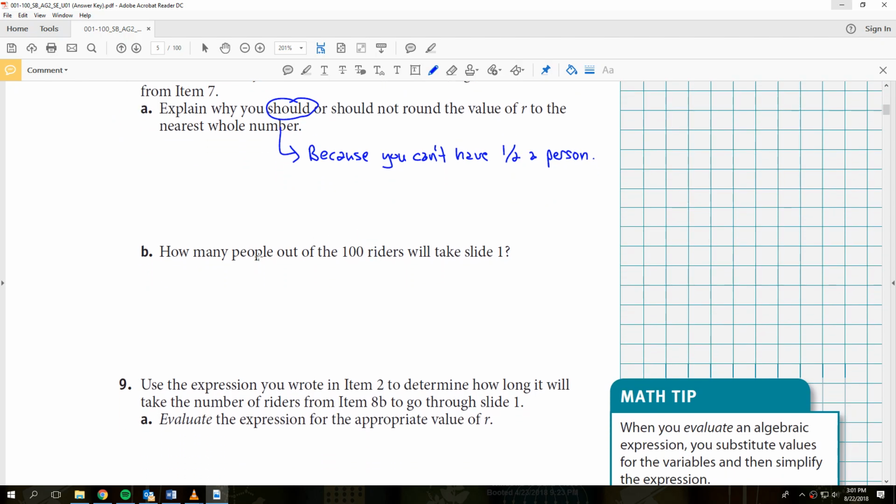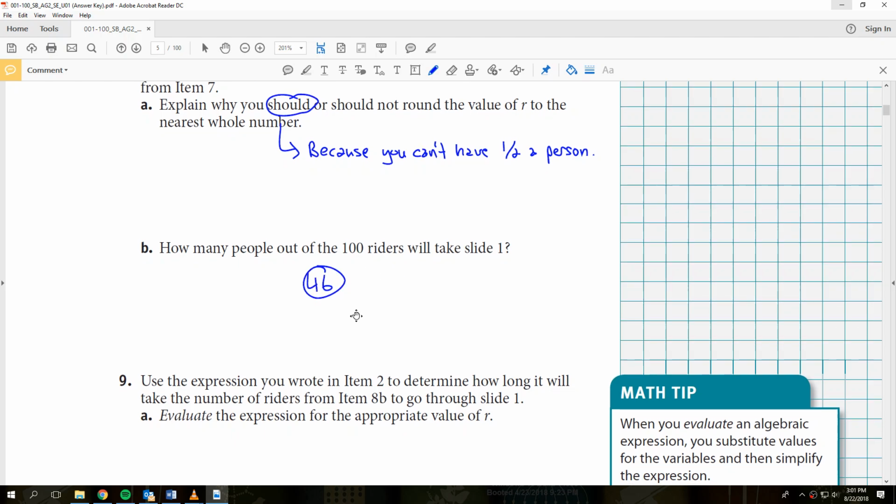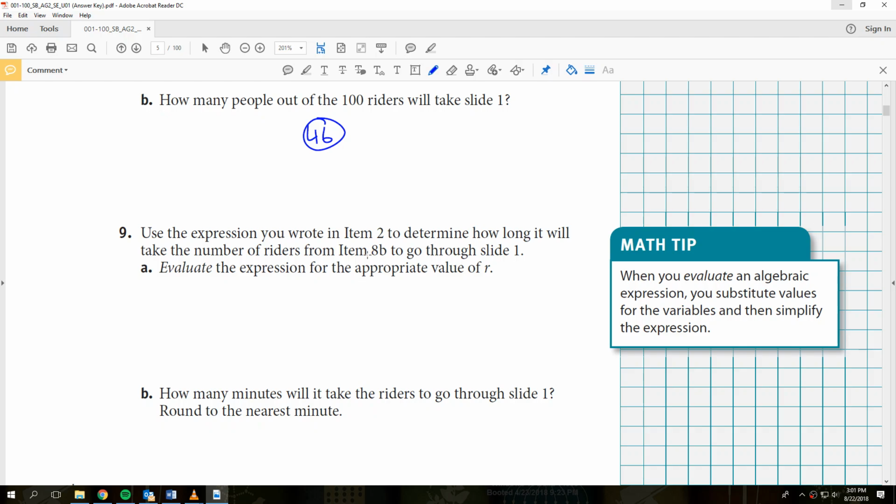All right. So how many people out of the 100 riders will take slide 1? Well, again, it's not going to be 45.5. Let's round that to 46. Use the expression you wrote in item 2 to determine how long it will take the number of riders from item 8b to go through slide 1. So evaluate the expression for the appropriate value of r. Remember, slide 1 is going to have 46 riders, and if you recall, the expression for how long it would take was r over 2, you could put parentheses there, times 0.75 minutes.